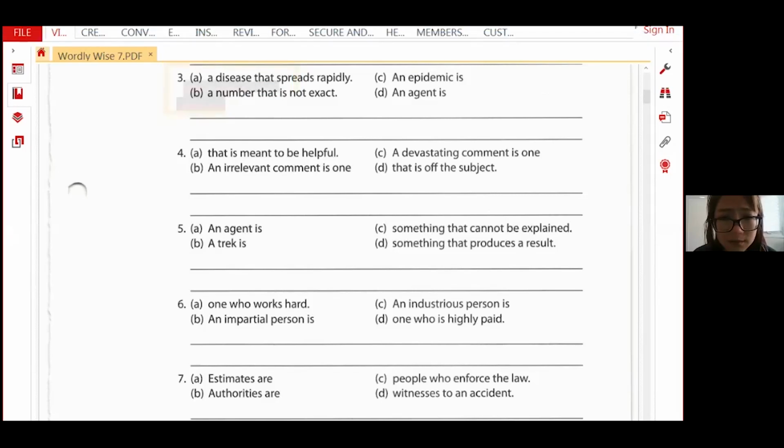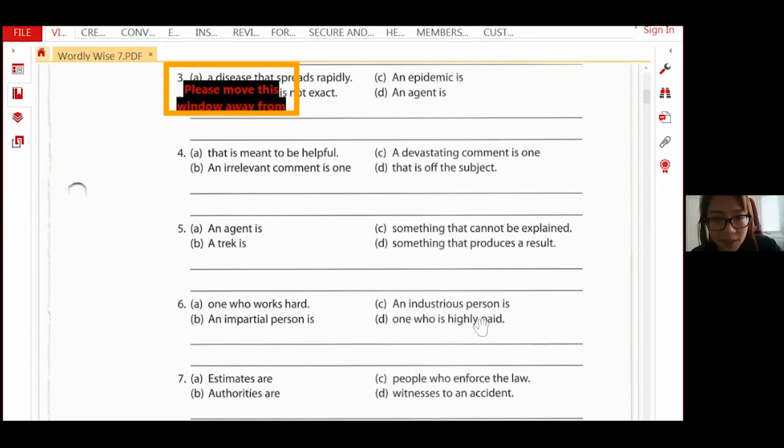Someone just answered? An industrious person is not someone who's highly paid. Nope, A and C. Nope, not A. Yep, it's A and C. It's actually C and A. It's C and A. Good. An industrious person, someone who works hard, is an industrious person. Okay? Good. Number 7.